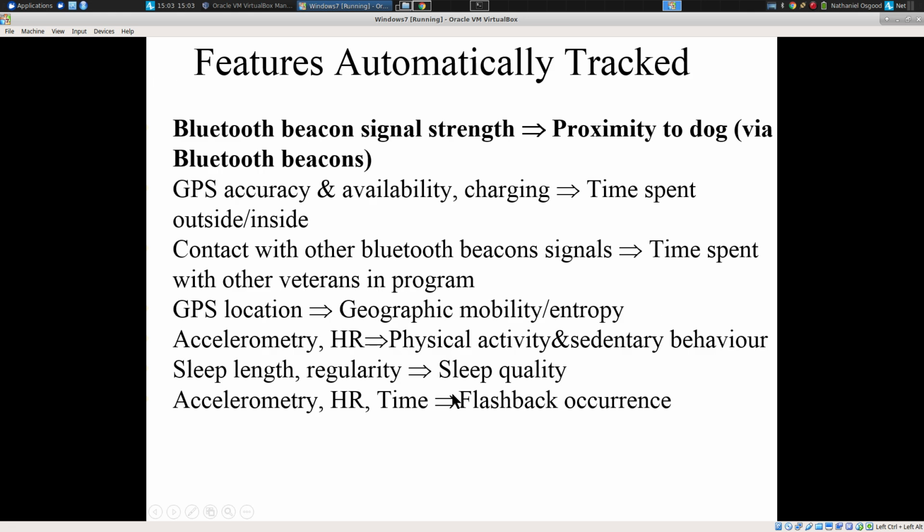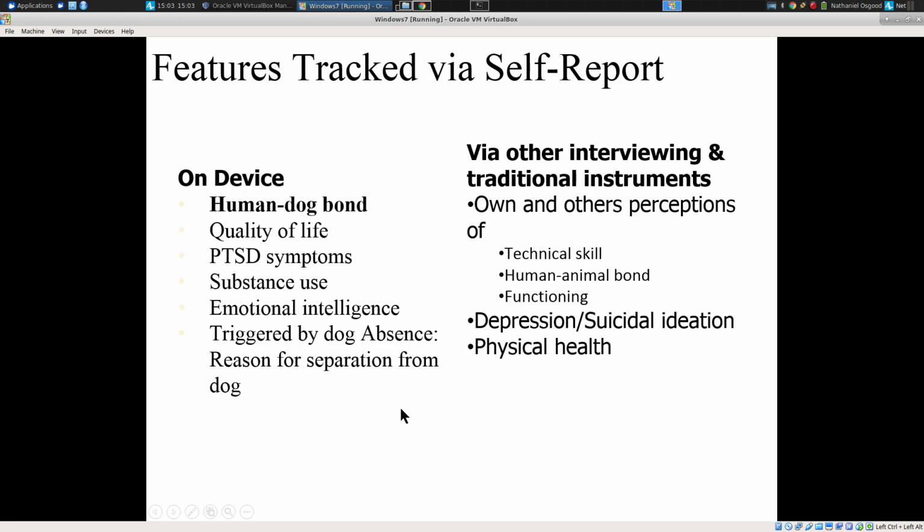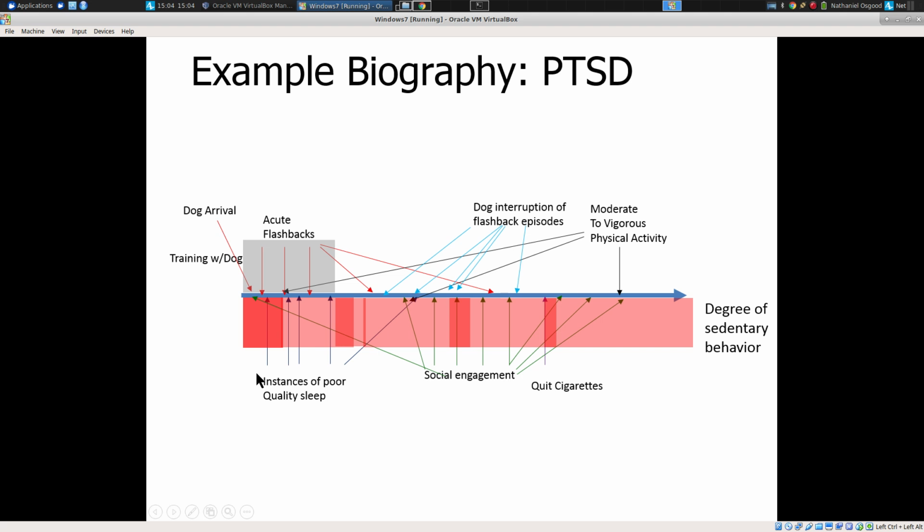We can also ask questions, as we do, about their mental health and functioning and suicidal ideation. So we use this interviewing and traditional instruments as well as on-device surveys for things like PTSD symptoms, quality of life, substance use, reasons for separation from the dog as triggered by the beacon.